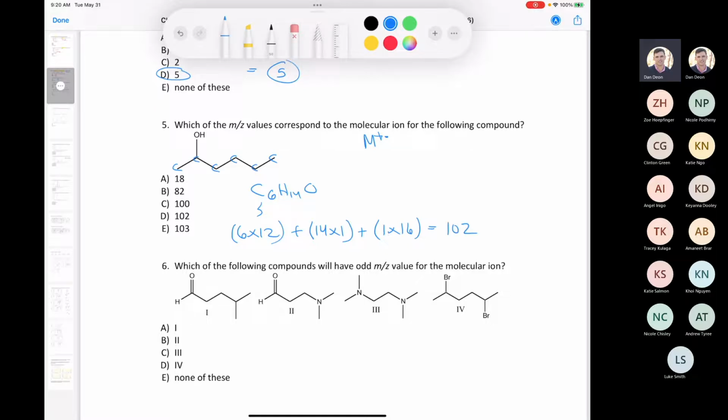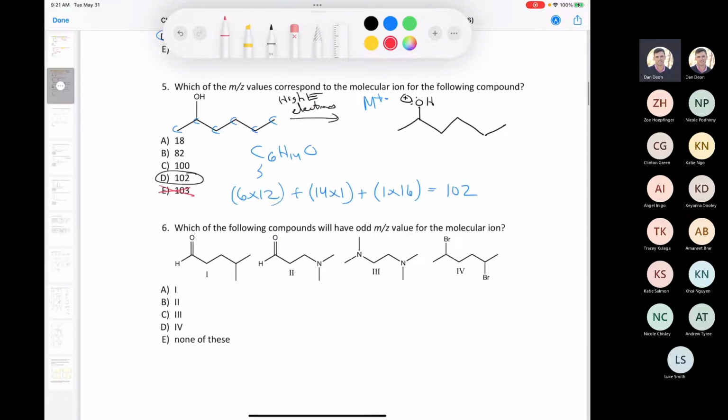And so if we were to hit this molecule with a high energy beam of electrons, we would make the radical cation, which would look something like this. We would knock one of the electrons off of the oxygen. Here's our molecular ion, and it's going to have a mass over charge of 102. Just by process of elimination, you could say it's definitely not going to be E because E has an odd mass and there's no nitrogen in this molecule.